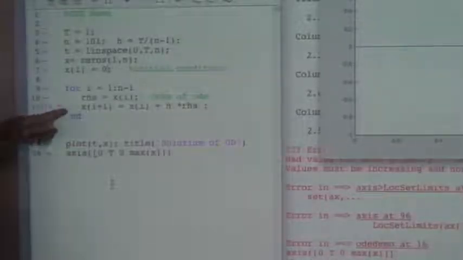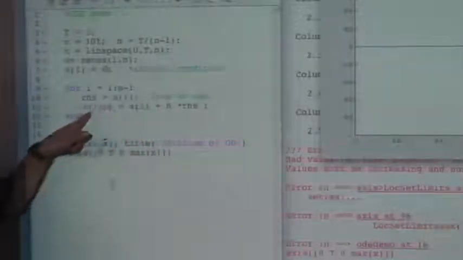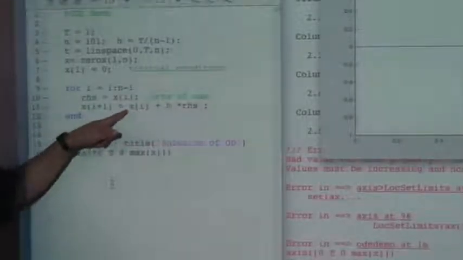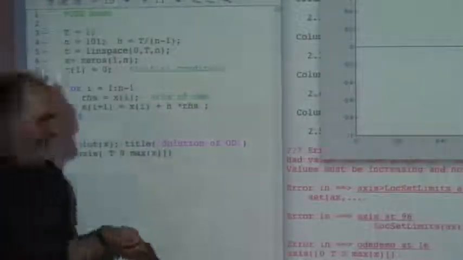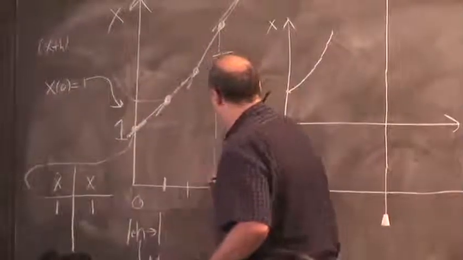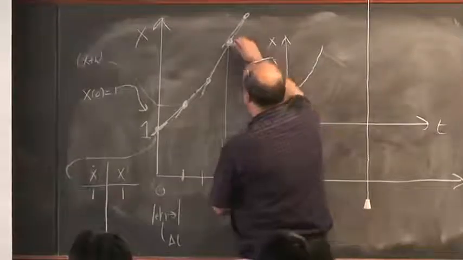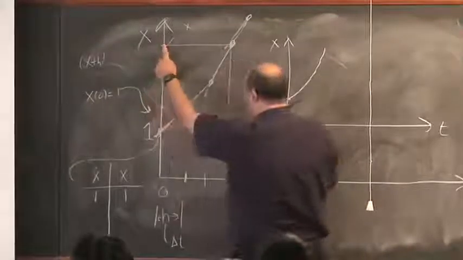Yes? When you have x at i plus 1 equals x at i plus something, is that just saying that the xi term is the previous term, and then you're adding the slope of the next term to it? That's correct. So this line right here says, going back to this picture, here we are, say, at the third time step. This corresponds to i equals 3. We've gone over here to t equals 3h. We know the current value of x. This would be x sub 3, which is x at this time.